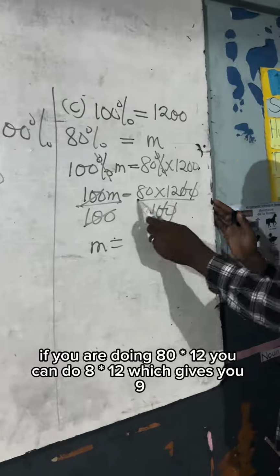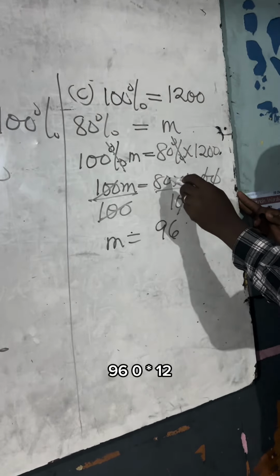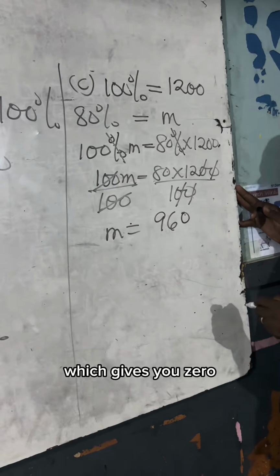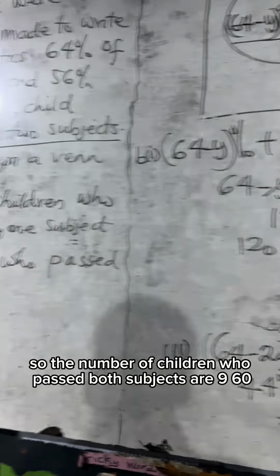If you are doing 80 times 12, you can do 8 times 12, which gives you 96, and 0 times 12, which gives you 0. So the number of children who passed only one subject is 960.